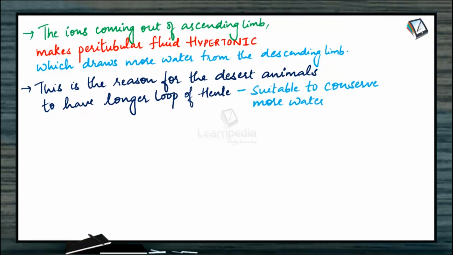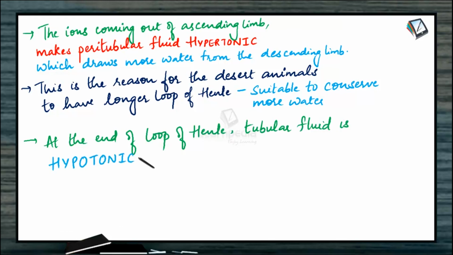At the end of the loop of Henle, the tubular fluid is hypotonic, as it comes out from the ascending limb, which is impermeable to water. The ascending limb is permeable to solutes and ions, and thus the fluid becomes hypotonic, which is nearly 100 to 150 milliosmoles per liter.